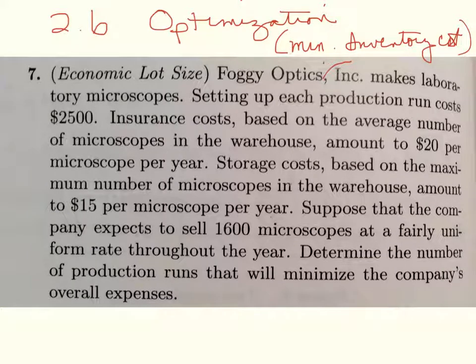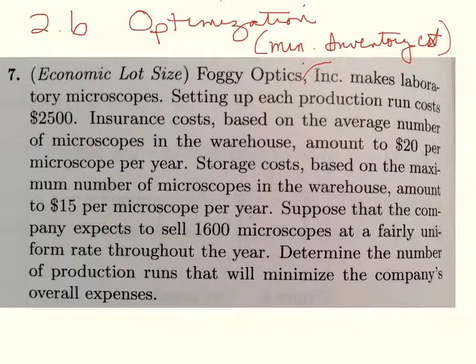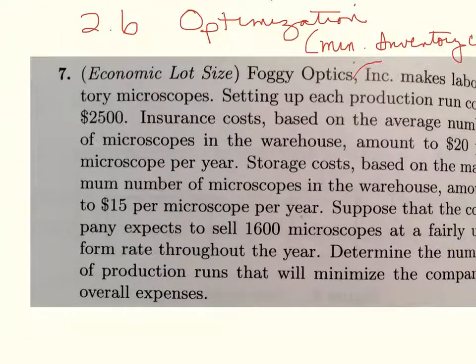Okay, in this problem, we're going to minimize inventory costs. So let's read it together. Foggy Optics Incorporated makes laboratory microscopes. Setting up each production run costs $2,500. So that's one cost right there, $2,500 for a production run. Okay, so I'm going to put that in my formula in just a second.